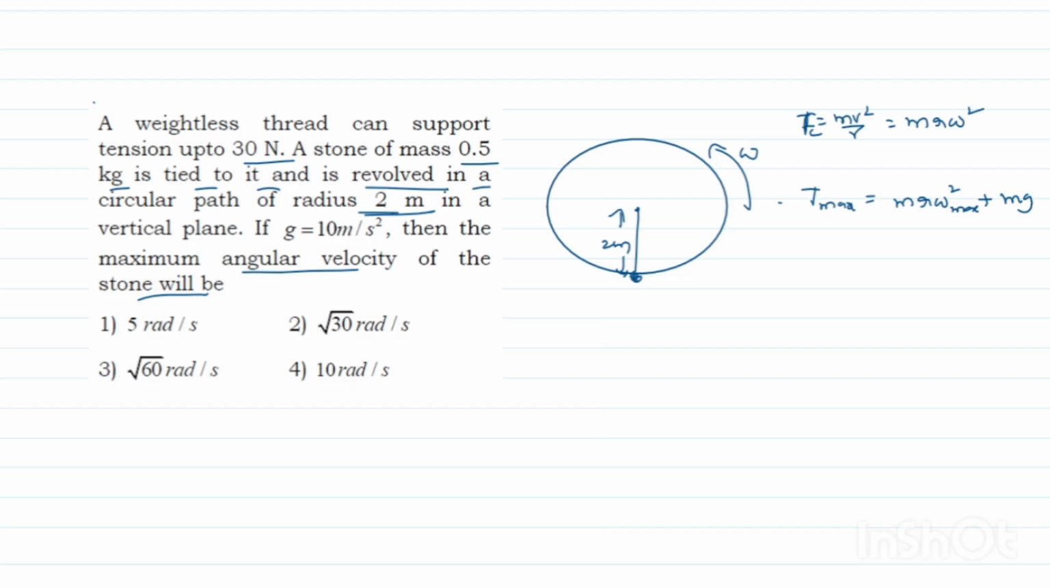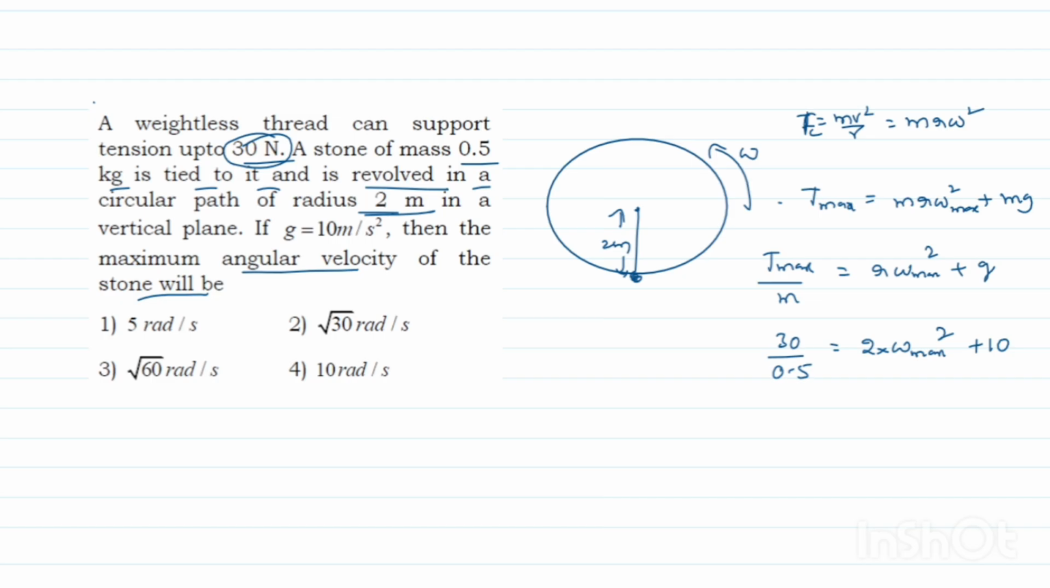So already the tensional force is given here as 30 Newton. Here you just simplify this one. Mass you have to take common and bring this side. T maximum by mass will be equal to r omega square maximum plus g. Here T maximum is given as the supported tension up to 30 newtons, and the mass is given as 0.5 kg, radius is given as 2 meters. We need to calculate the maximum angular velocity, and you can take the g value as 10.